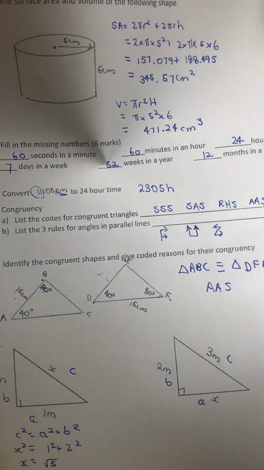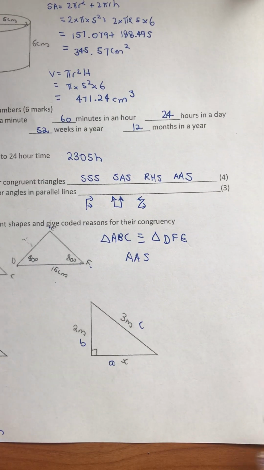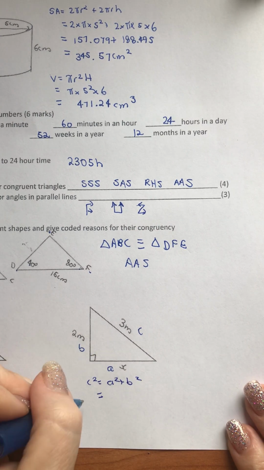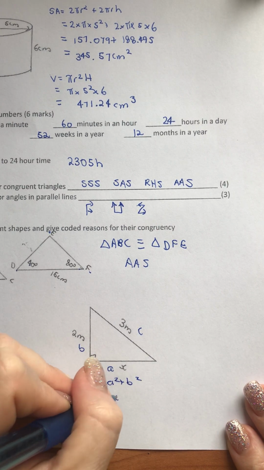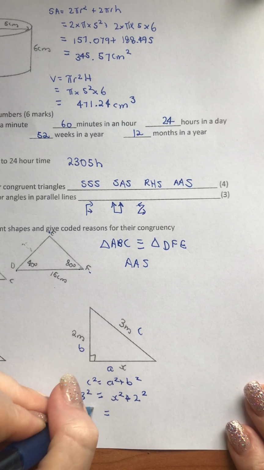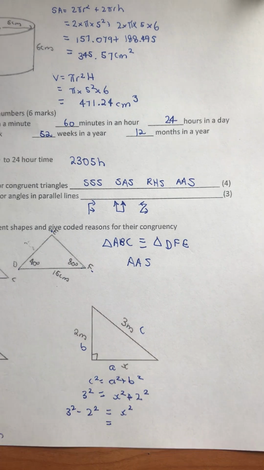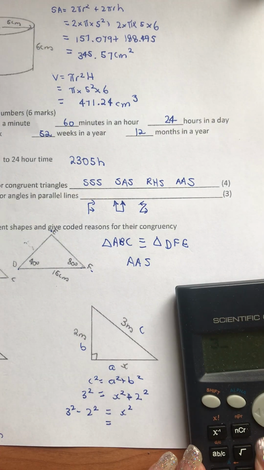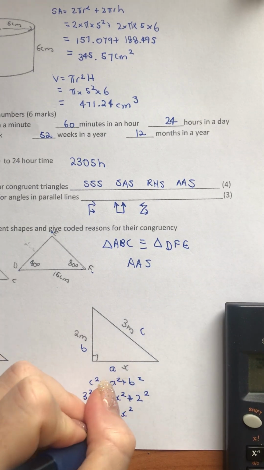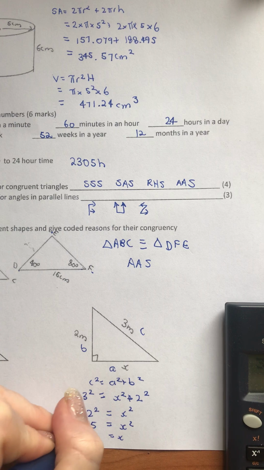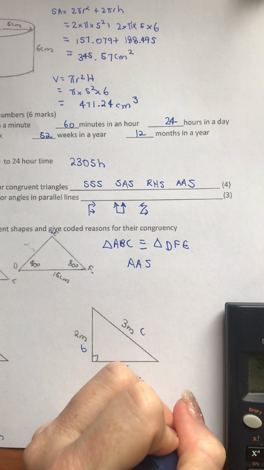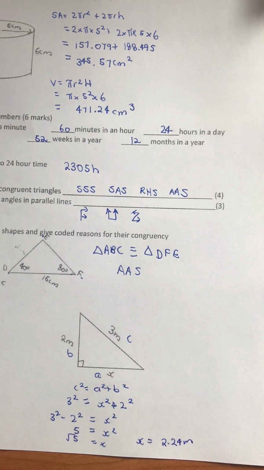And then the last one, we've got our c squared equals a squared plus b squared. So we get 3 squared is equal to x squared plus 2 squared. So 3 squared take 2 squared is going to equal x squared. When we do our 3 squared take 2 squared, we get 5. So then x will be the square root of 5, which we already did in the other one, will be 2.24 metres. Okay, all done.